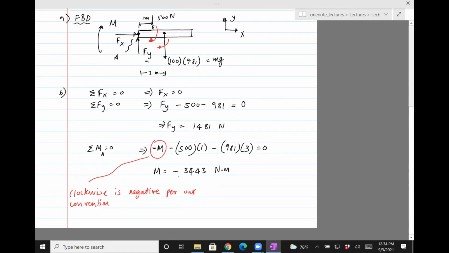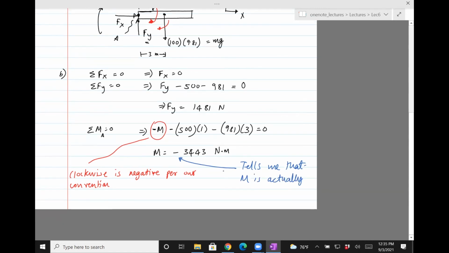So what happens here is that you see that you got a negative sign. The negative sign indicates that my assumed direction for the moment was incorrect. It just says that this tells me that M is actually counterclockwise.